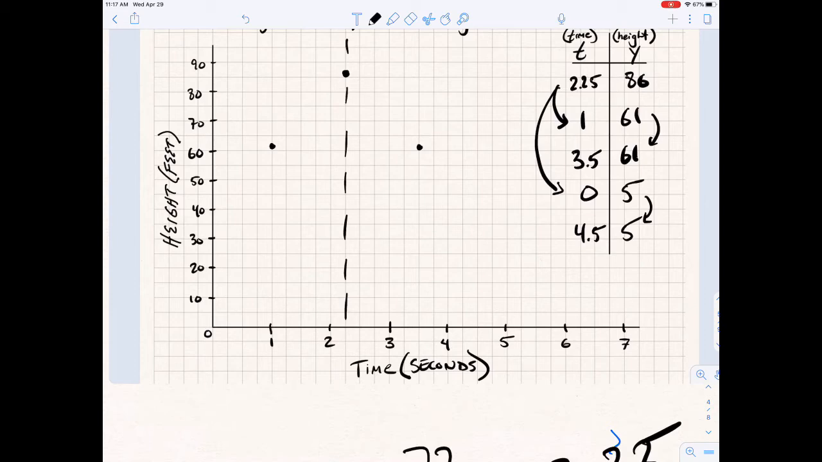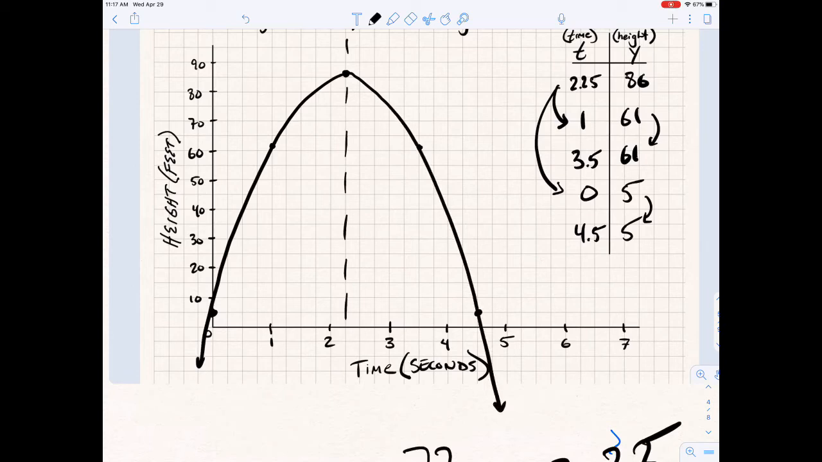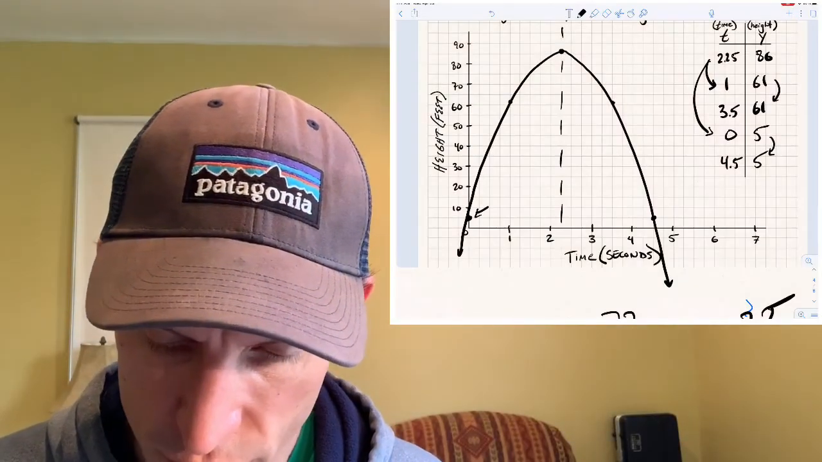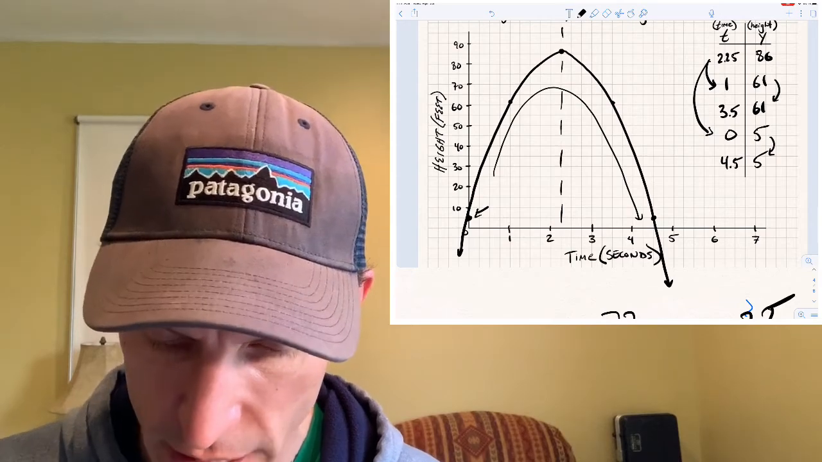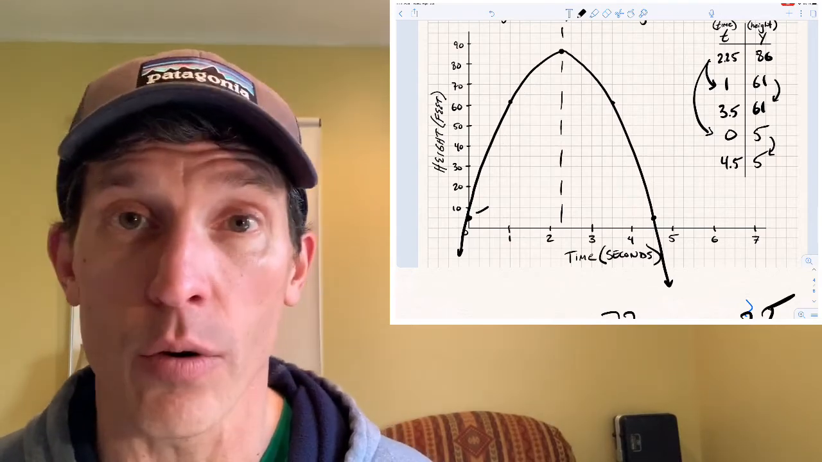0, 5 is right here. 4.5 and 5 goes here. And I'm going to make my sketch. There we go. So that's approximately what the t-shirt's going to look like when it leaves my hand, when it travels through the air and down the other side and eventually lands on the ground. So let's go ahead and answer a couple questions, and then this video is all done.